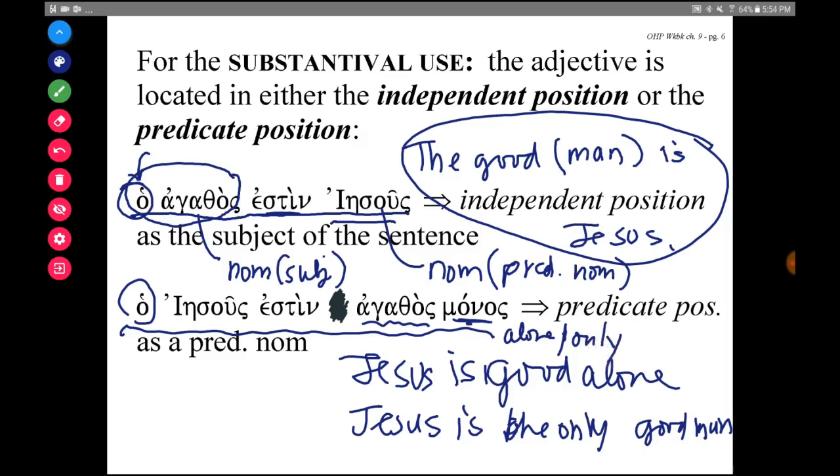And here's just simply another example where agathos is not in an independent position substantively, where it's acting as the subject of the sentence, but it's in the predicate position, and it's being used as a predicate adjective or a predicate nominative.